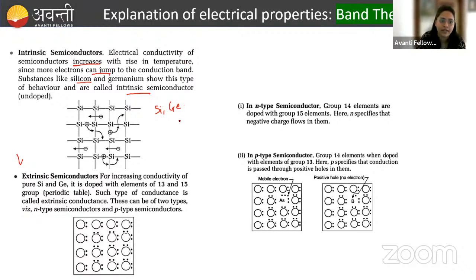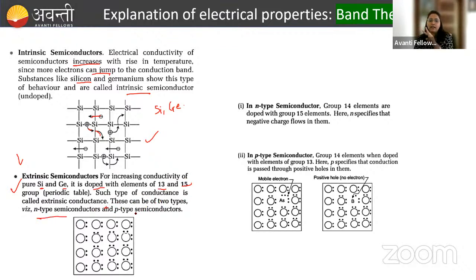So what is happening here? There is a flow of electrons. So यहाँ पे देखो flow हो रहा है, यहाँ पे charges का flow हो रहा है, और इसके वजह से this is a good semiconductor. Next, extrinsic semiconductor here. We can increase the conductivity of pure silicon and germanium. जो इंट्रिंसिक सेमीकंडक्टर में हम लोग यूज कर रहे हैं वो मटेरियल को उनकी जो कंडक्टिविटी है we can increase by doping them with the elements of group 13 or with the elements of group 15 present in the periodic table. Such a type of conductance is called extrinsic semiconductors, and there are two types of this.